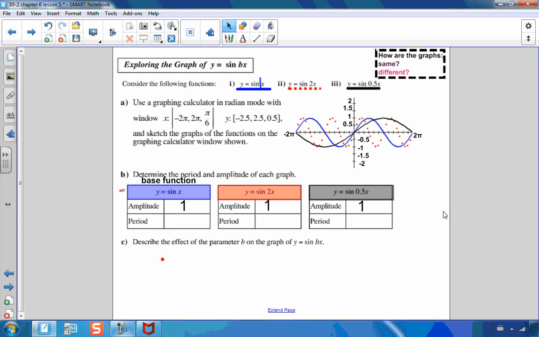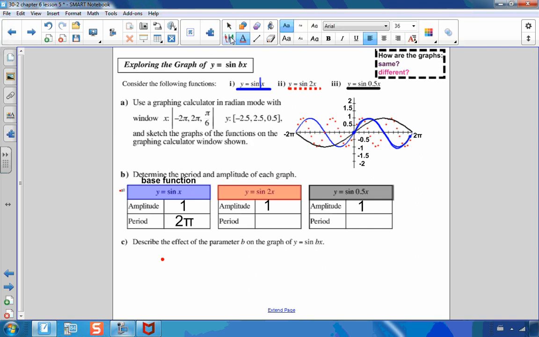Okay. Let's figure out what the period is. Let's do the blue graph first. The blue graph is 1 hill, 1 valley. So it starts here and I come up, I come back down, and I end at 2 pi. So for this one here, my period start to finish is 2 pi.